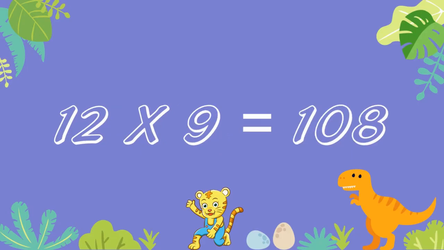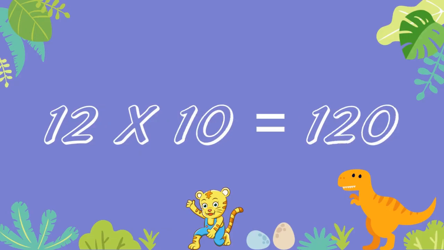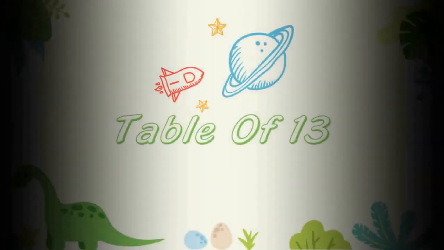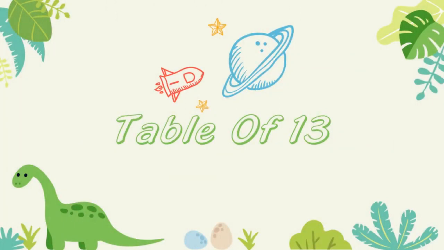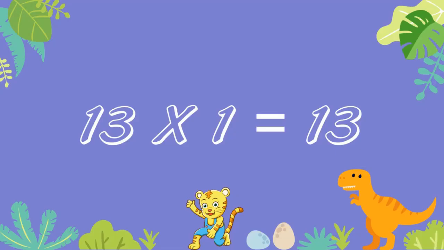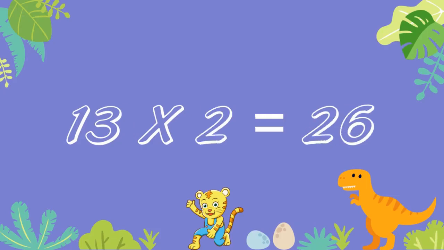12 nines are 108. 12 tens are 120. Table of 13. 13 ones are 13. 13 twos are 26.